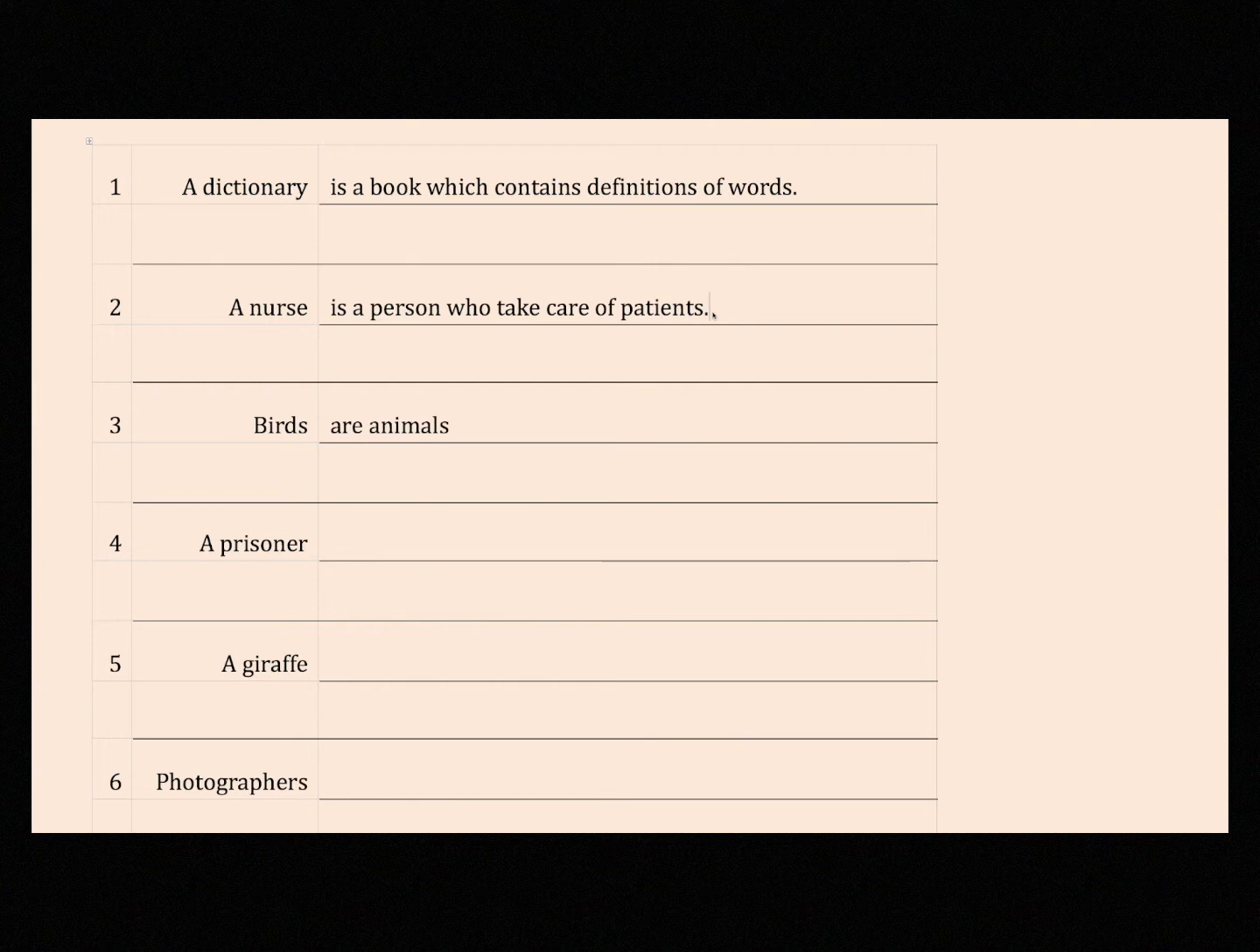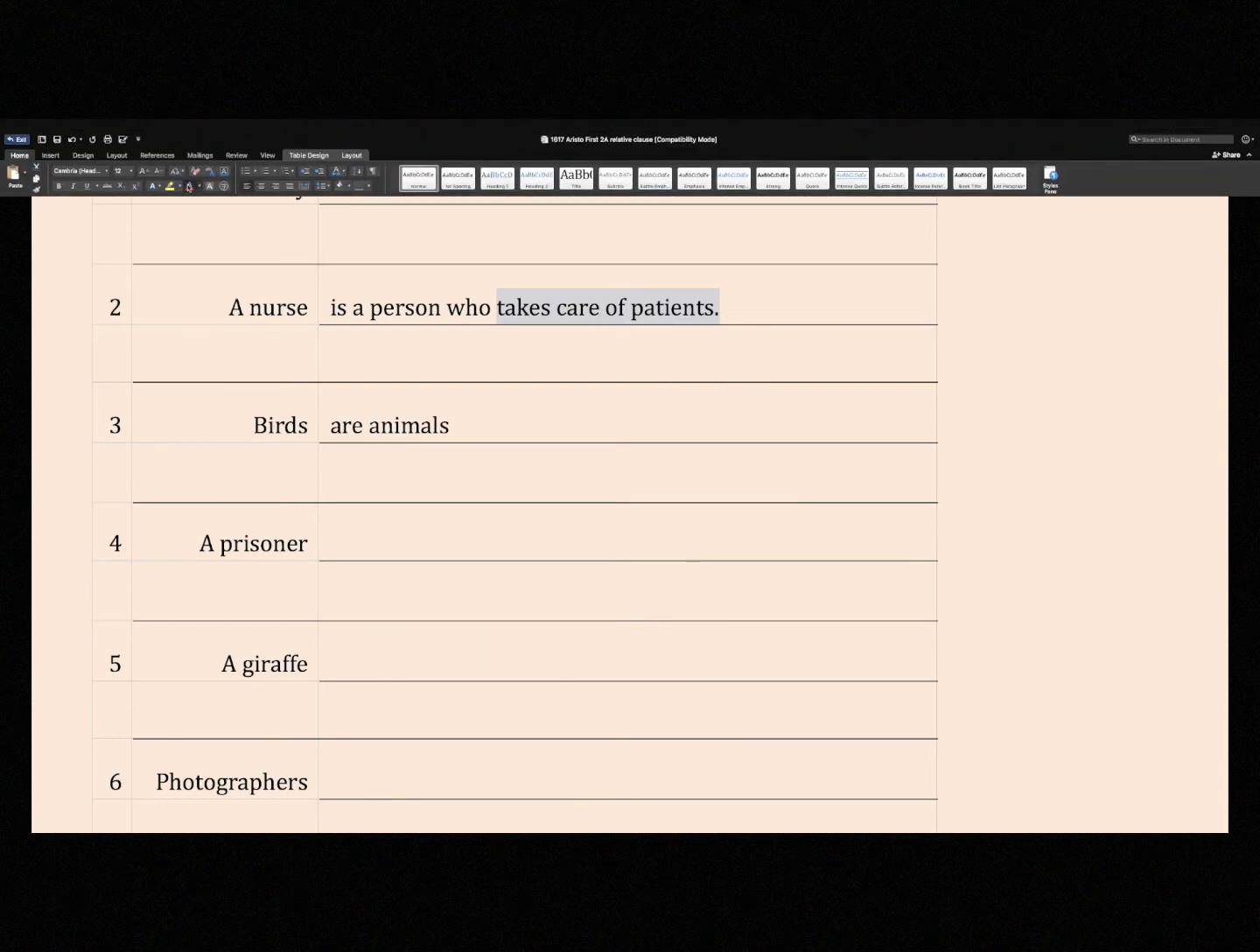But sorry, there is still one thing wrong with the sentence. That is, we need to put s for takes. Because when we have who here, it actually refers to a person. And a person is a singular noun. That's why who is also singular. What we do is that for singular nouns, we need to put an s for he, she, it. We need to put an s for the verb. That's why we have a nurse is a person who takes care of patients.